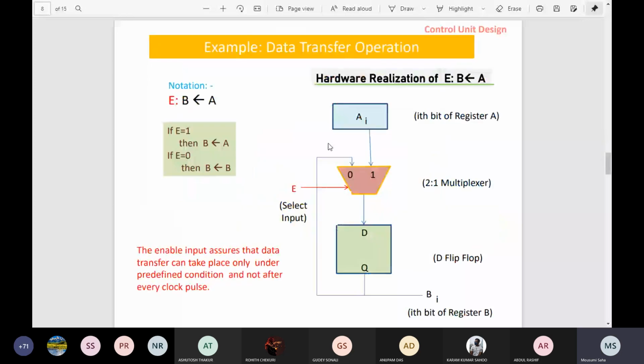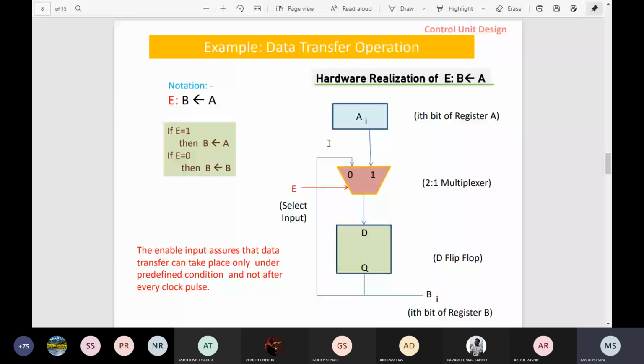Now, how can you do this? It is very simple. When E equals 1, at that moment the data is transferred from A to B. And if E is 0, at that moment B equals B. That means data will not be transferred from A to B. Whatever the data of B is, that will go again into B.